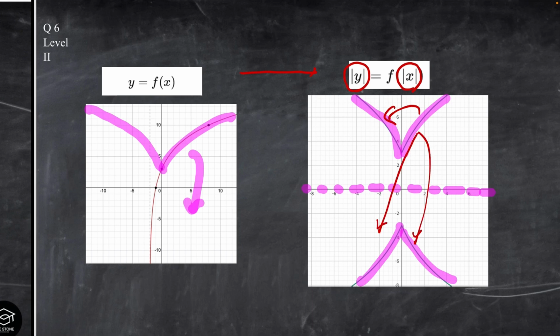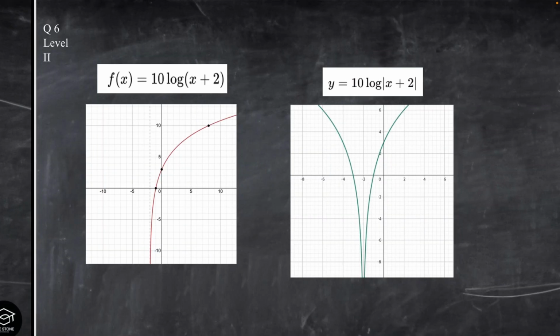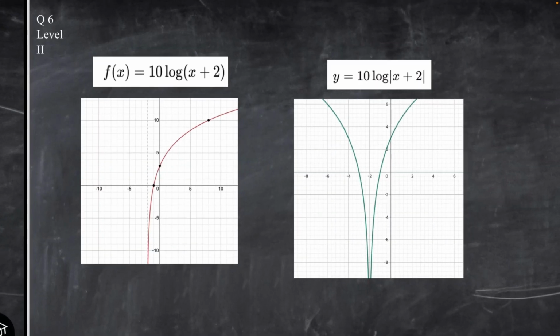But symmetry isn't always just about the x-axis, the y-axis, or the origin. Let's think about absolute values that create symmetry with respect to a vertical line, like x equals k. Let's go back to our specific function, y equals 10 times the log base 10 of (x plus 2). It has a vertical asymptote at x equals -2. Now, if we insert an absolute value around x plus 2 inside the logarithm, we mirror the graph across that vertical line, x equals -2.